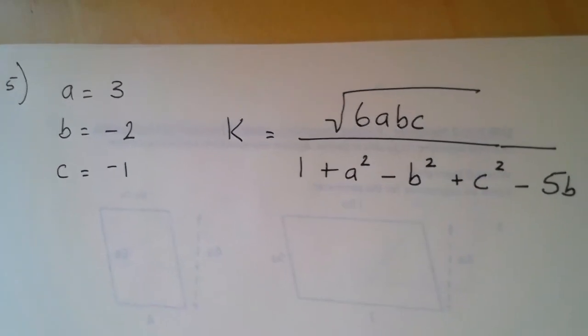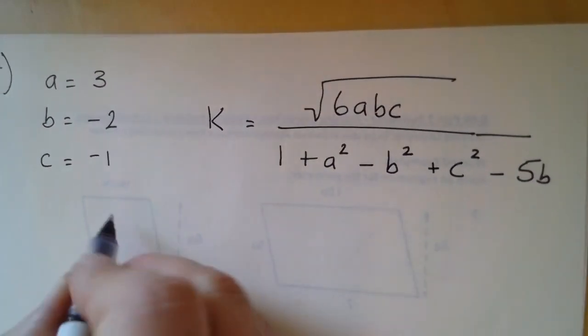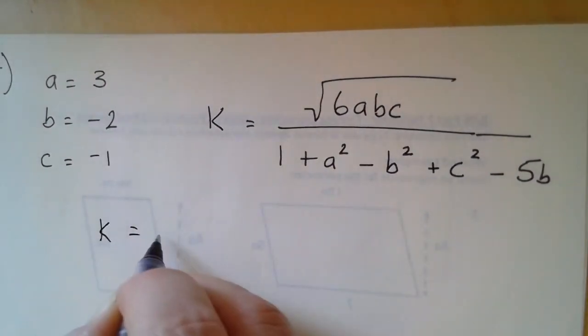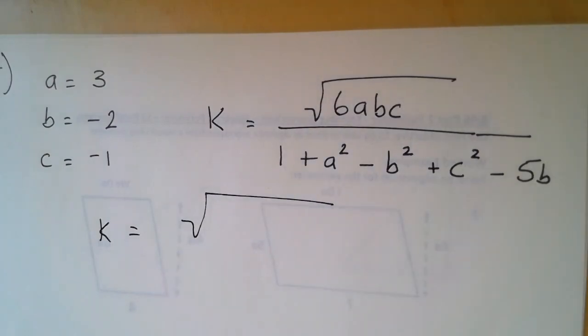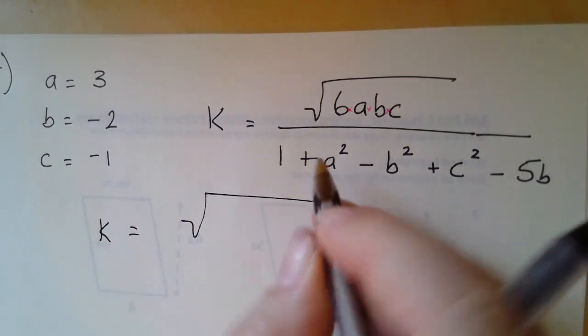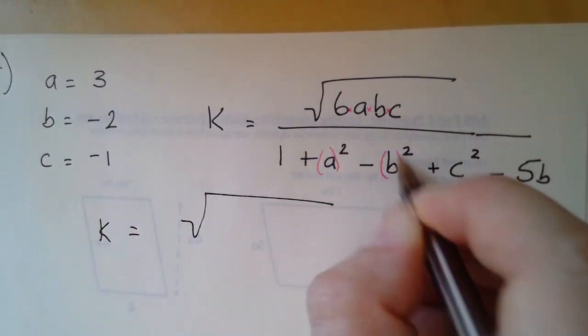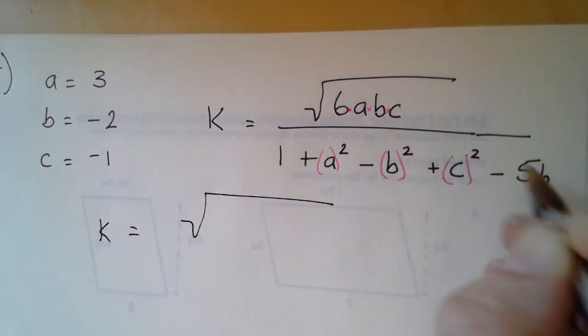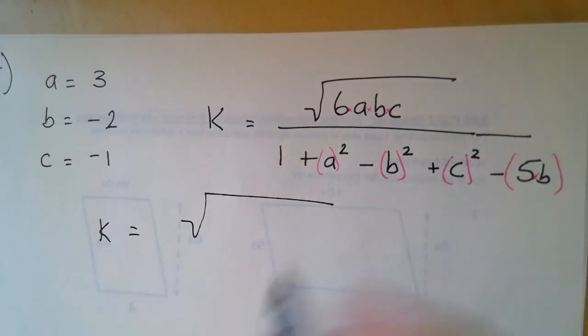And the final one, this is horrid, isn't it? Right. K equals. So what have we got? We've got some visible multiplications in here. We've got some brackets around these. And I'm going to put that in brackets as well. So let's write it all out.